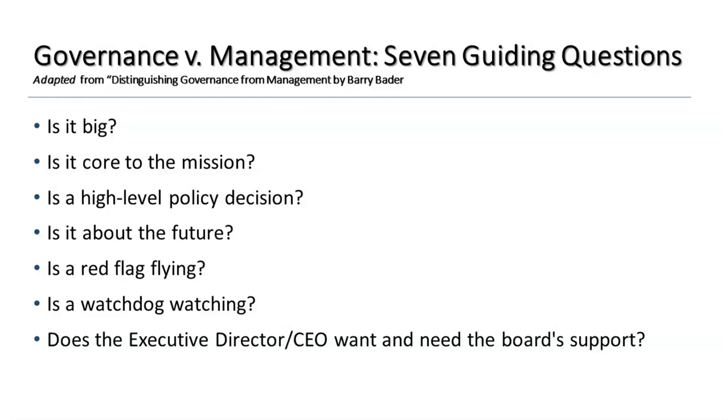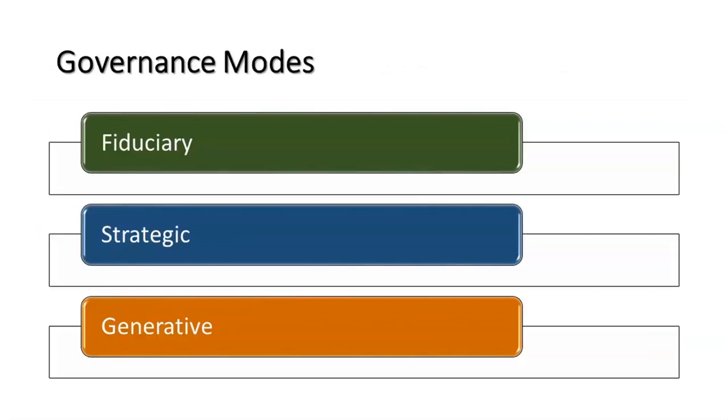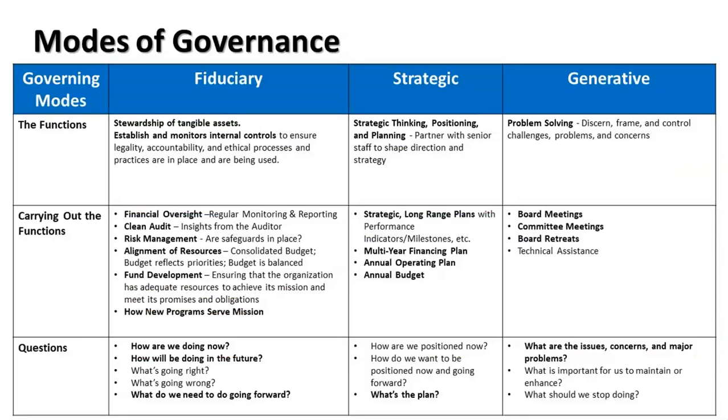Then we move into providing advice and serving as advisors to the executive director. And we carry out this governance role really in 3 modes. We always talk about fiduciary, but there are other modes of governance, including strategic and generative. In these 3 modes of governance, there are functions and ways that we carry them out and questions that we need to ask.